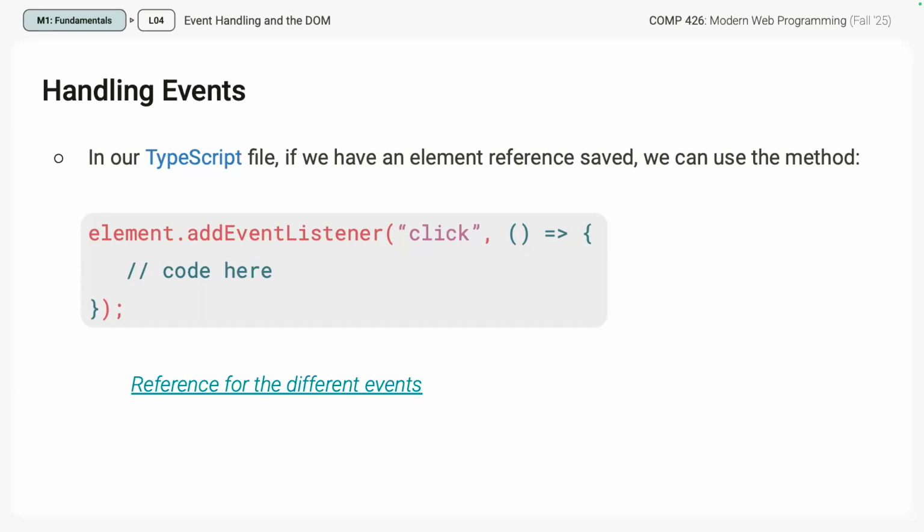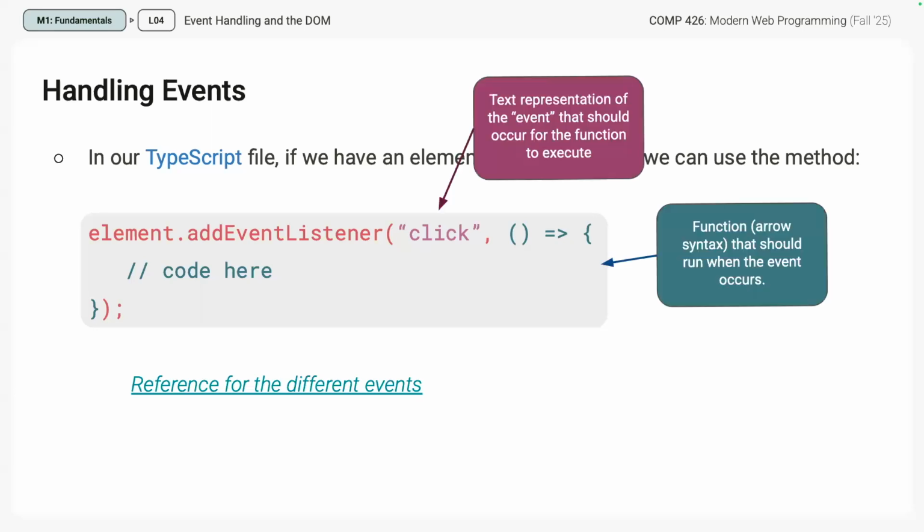One of the methods of this object is addEventListener. What addEventListener does is we will supply first a string. This string is going to describe the type of interaction that we're doing. In this case, click is one. And then the second thing we pass in is going to be a function that we want to run when that event actually happens. So there we go. We have, again, a text representation of the event.